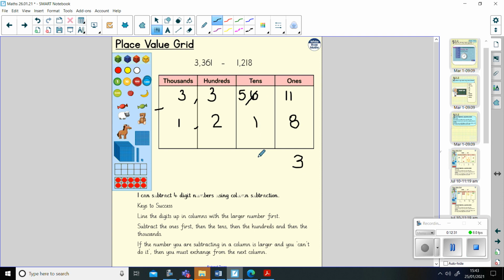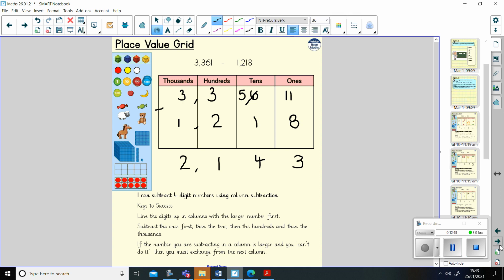5 take away 1 is 4, and 3 take away 2 is 1, and 3 take away 1 is 2. So the answer to my calculation is 2143. Let's look at a different one.